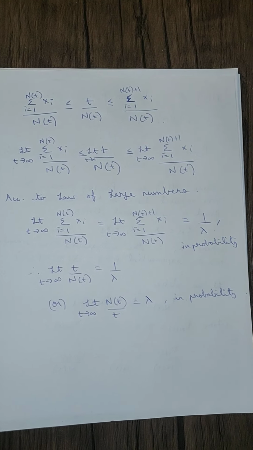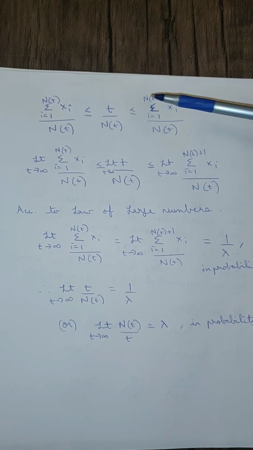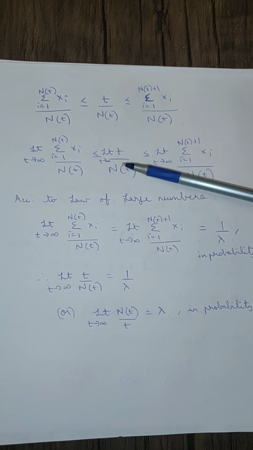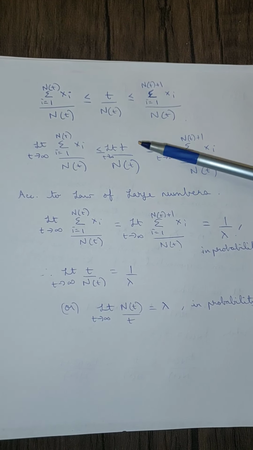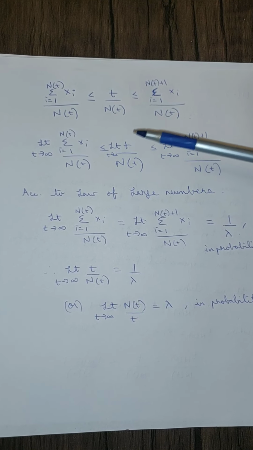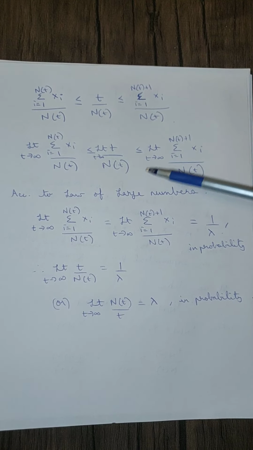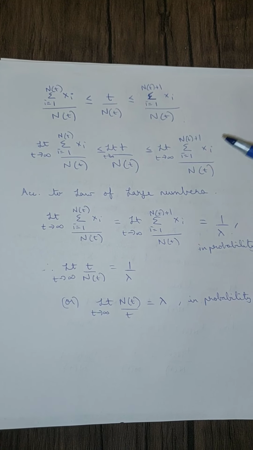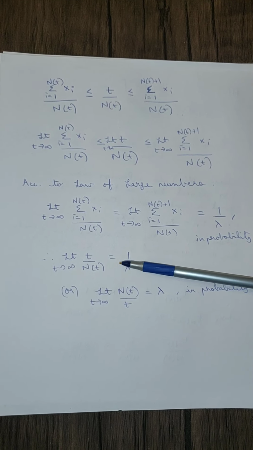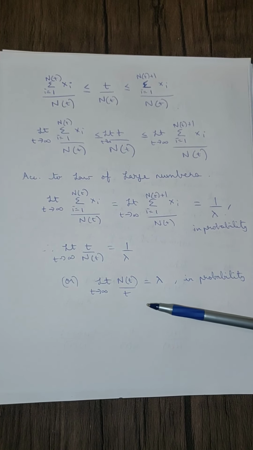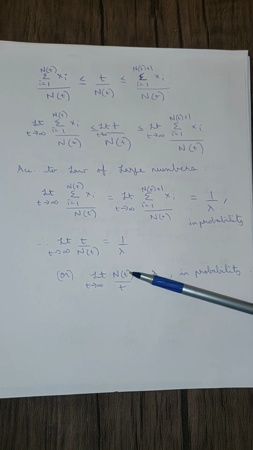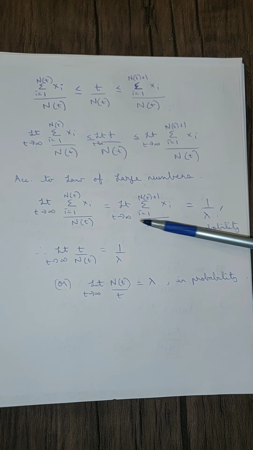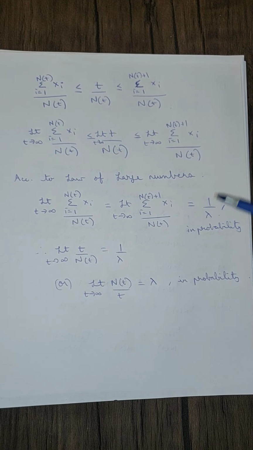Now this function t by N(t) is sandwiched between these two functions. Therefore the limit as t tends to infinity of t by N(t) is also sandwiched between these two limits. Using the sandwich theorem, we get that the limit as t tends to infinity of t by N(t) equals 1 by lambda, and if we take the reciprocal we get the required result, which is that the limit as t tends to infinity of N(t) by t equals lambda in probability, since we have used the law of large numbers, which converges to 1 by lambda in probability.